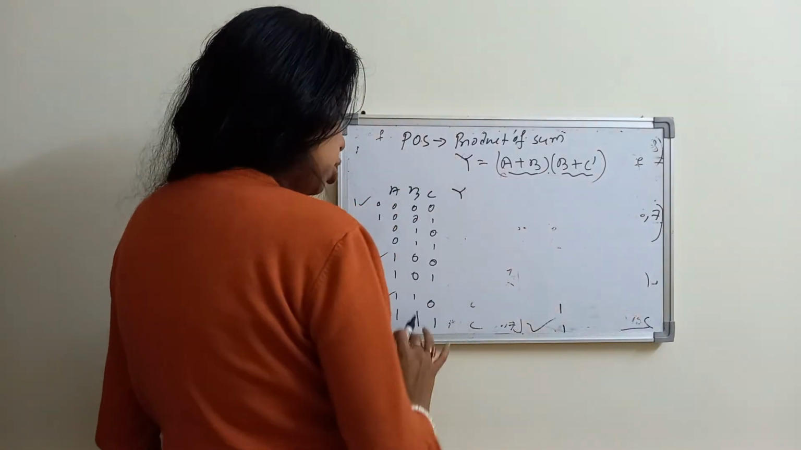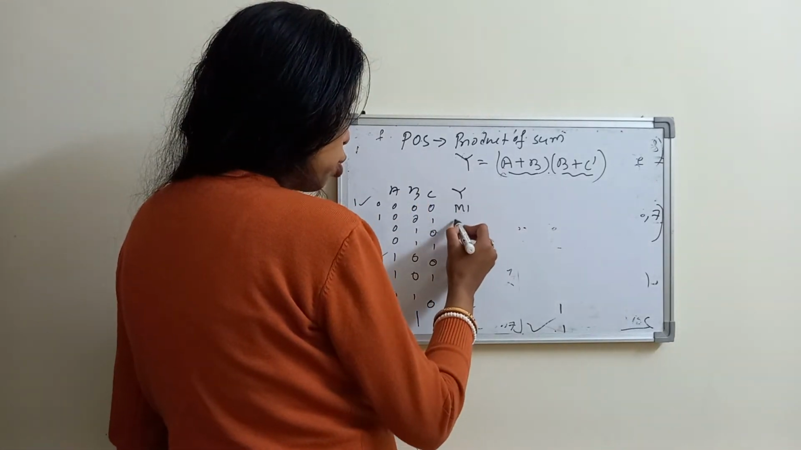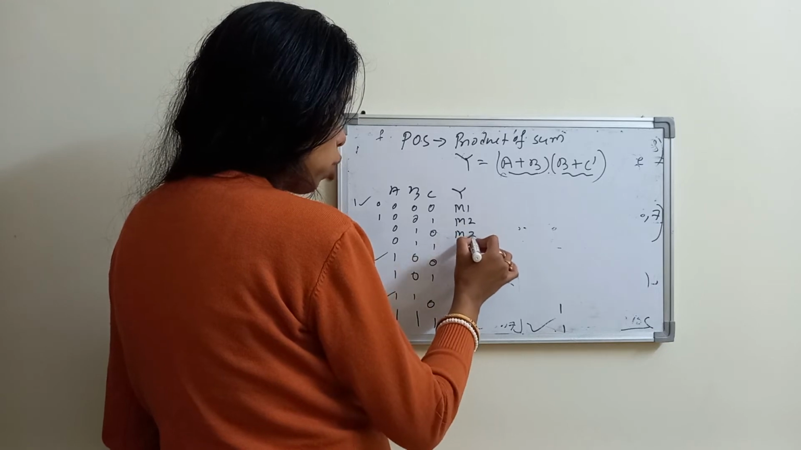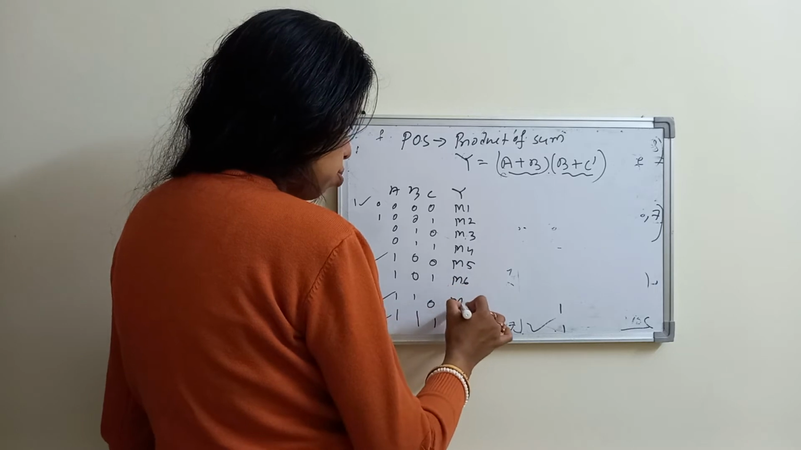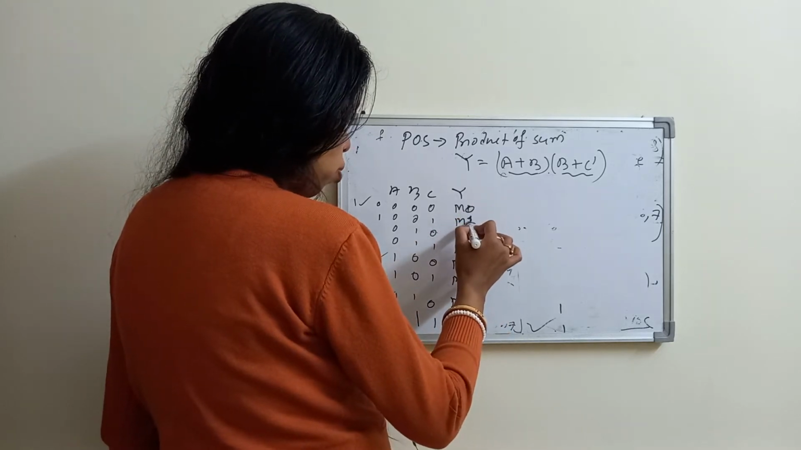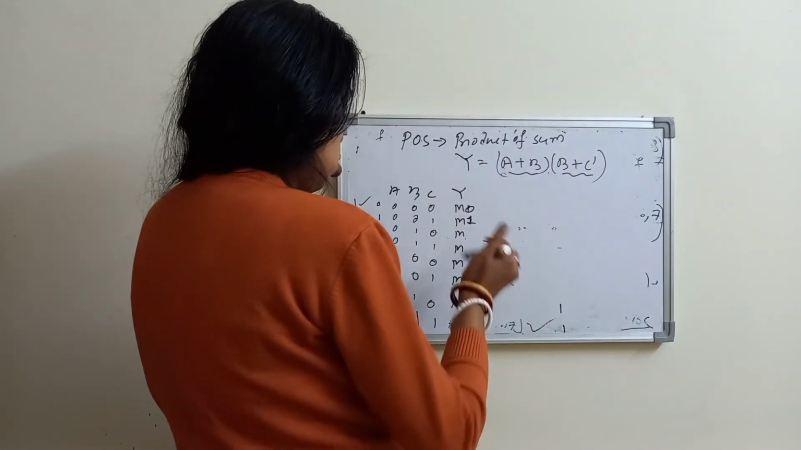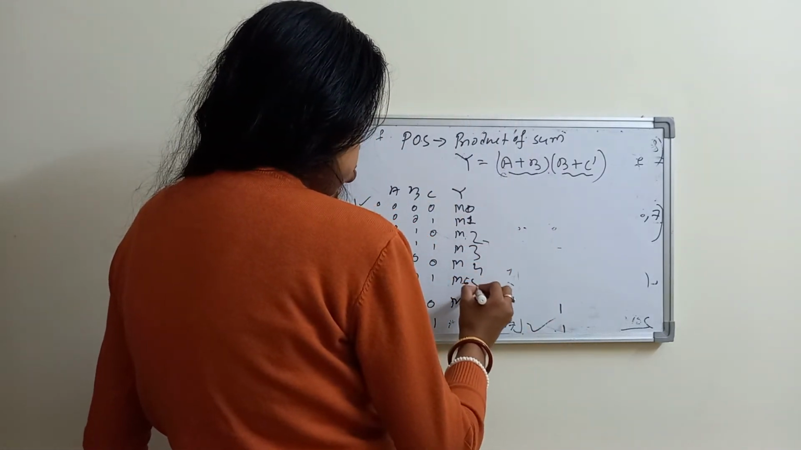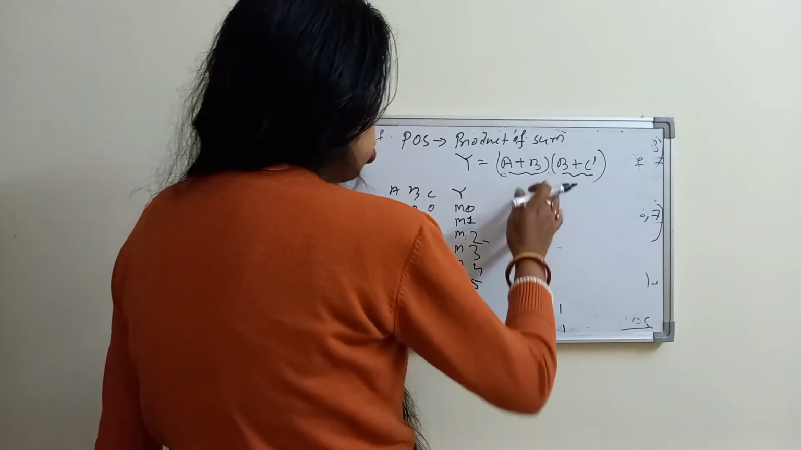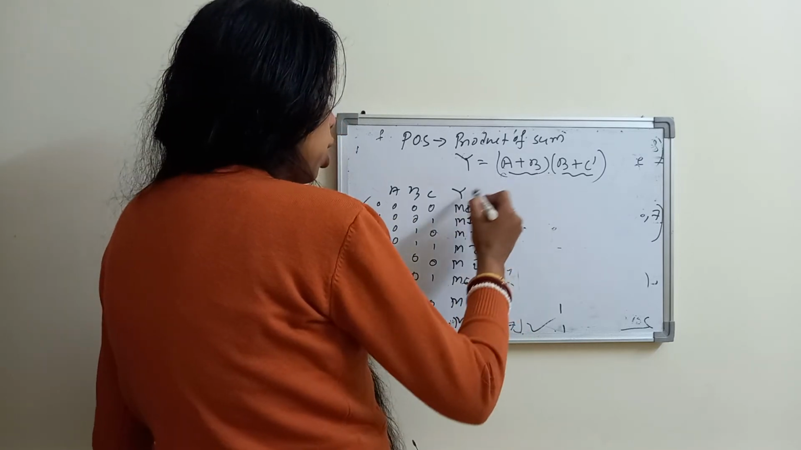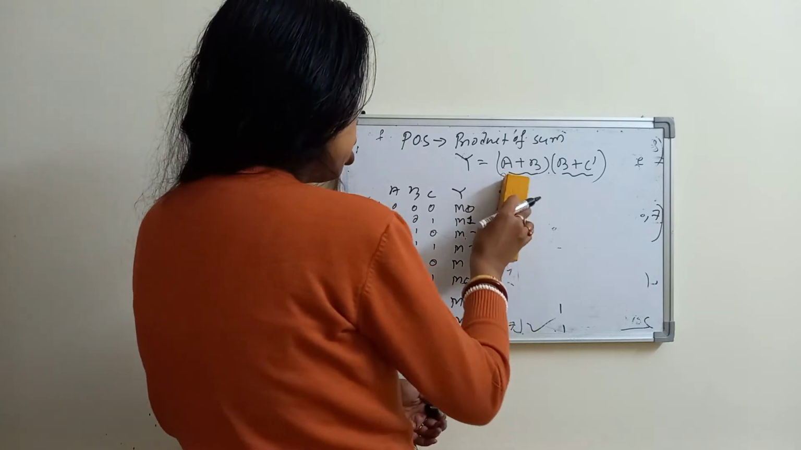The same truth table you have to write for three variables. Maxterms will be denoted by capital M: M0, M1, M2, M3, M4, M5, M6 and M7. Now suppose I am doing the opposite thing. Now here you can see, these are the maxterms.